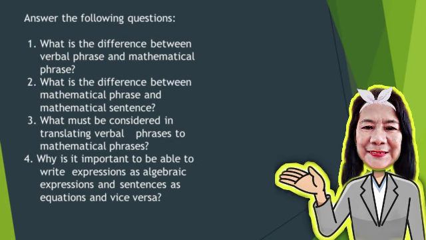Number 1. What is the difference between verbal phrase and mathematical phrase? Number 2. What is the difference between mathematical phrase and mathematical sentence? Number 3. What must be considered in translating verbal phrases to mathematical phrases? And number 4. Why is it important to be able to write verbal expressions as algebraic expressions and sentences as equations and vice versa? You may start now.